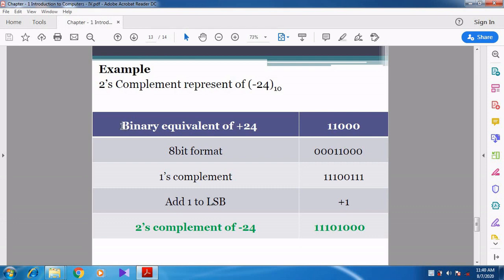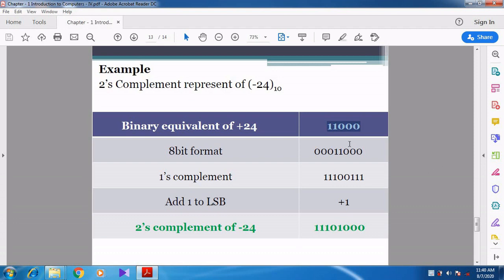So first, the binary equivalent for 24. What is the binary equivalent? 11000, that is the binary equivalent number. So how many digits are there? Totally there are 5 digits. See here, 11000, so 5 digits.